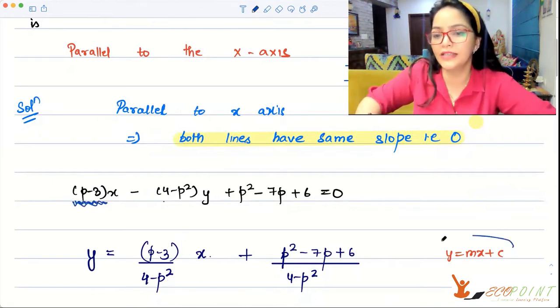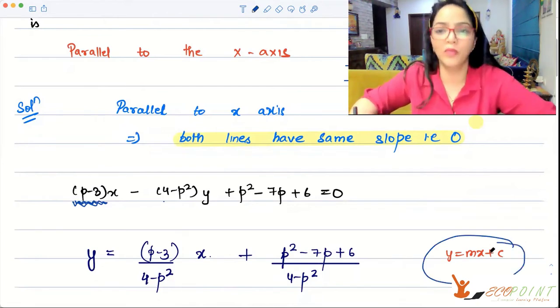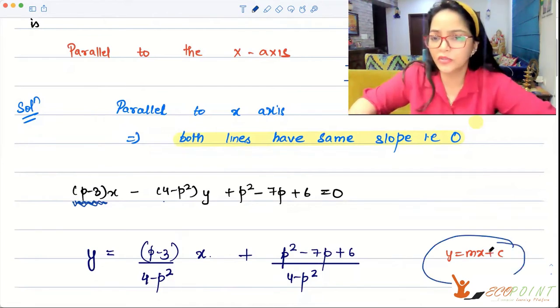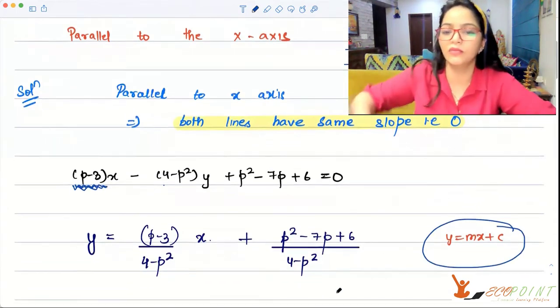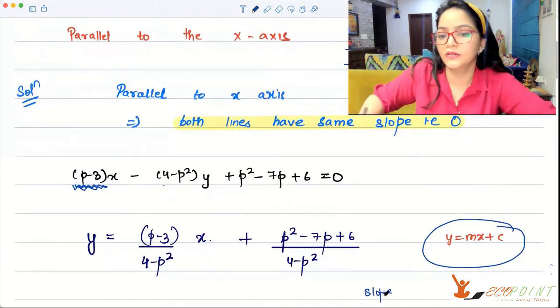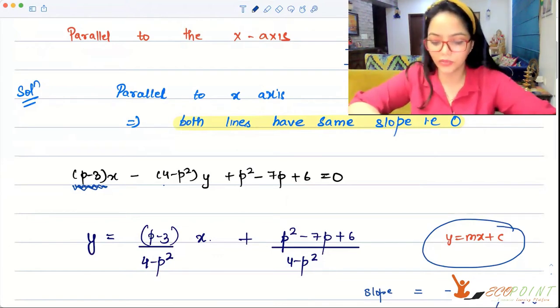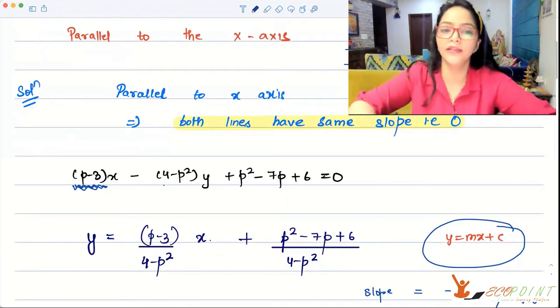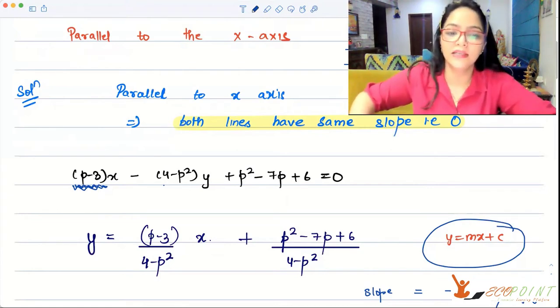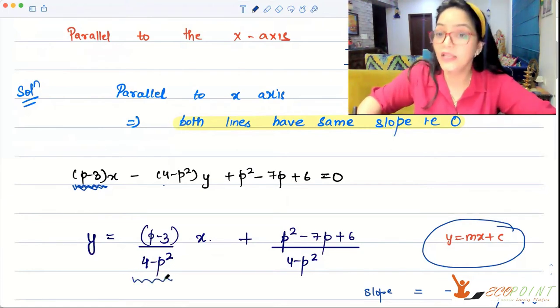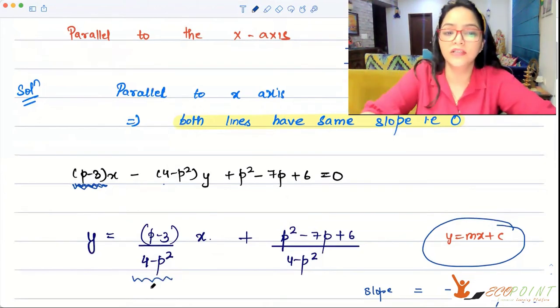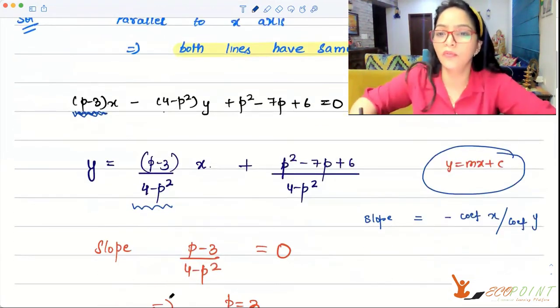Or what I've done here is I've written it in the form of mx plus c. That is also something which is very much doable. So either you will just write down that the slope m is basically minus of the coefficient of x upon the coefficient of y, or in other words, you have y equals mx plus c. So I just created y in terms of mx plus c. And this is my m. M is the slope. So the slope is (P minus 3) upon (4 minus P square).